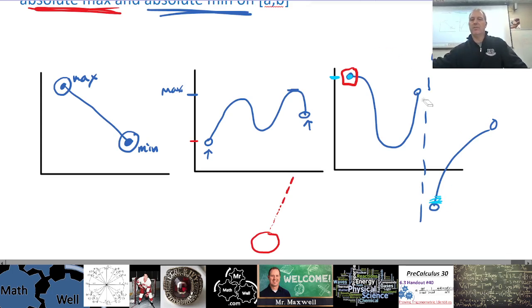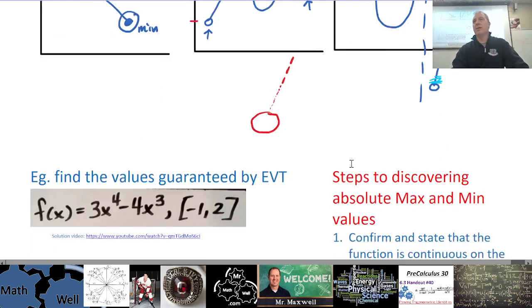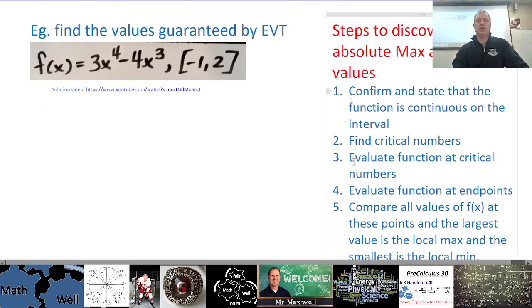And plus, if this were a function where this was an arrow here, then we certainly wouldn't have either a max or a min anywhere. Okay? So it has to be continuous on a closed interval, then there has to be a max or min. Okay, so let's do this one question here together.